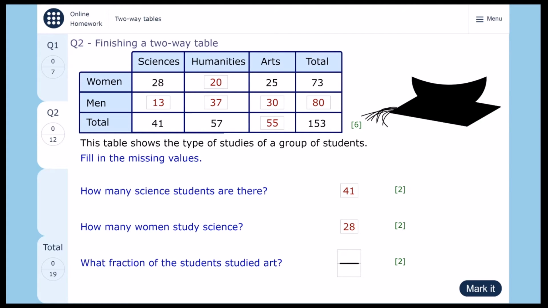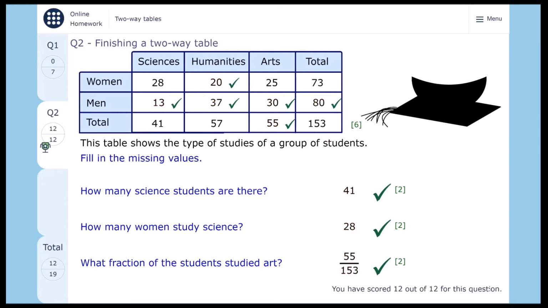The last question asks what fraction of the students studied art. If I go to the arts column, I can see that there's 55 students in total that chose this. That means that the top part of my fraction is going to be 55. I also know that there's 153 students in total. I can therefore say that the fraction is 55 out of the 153 students in total. We can check our answers to make sure we've got all of this right.